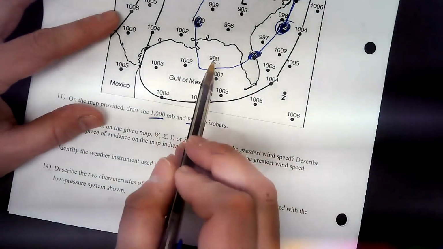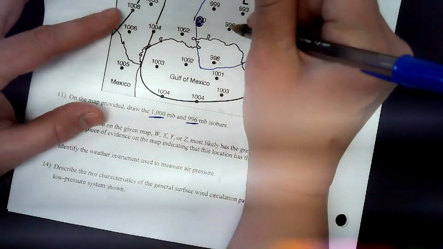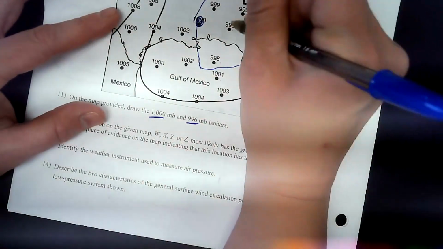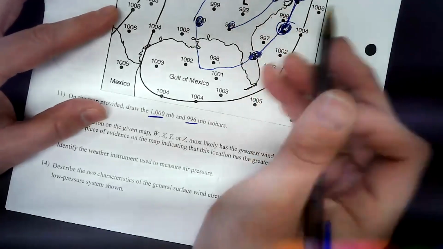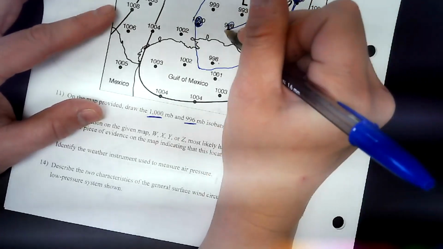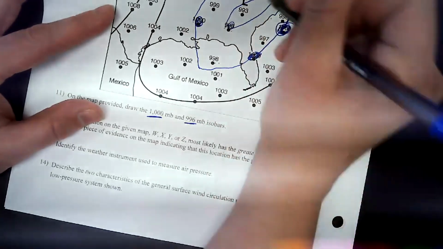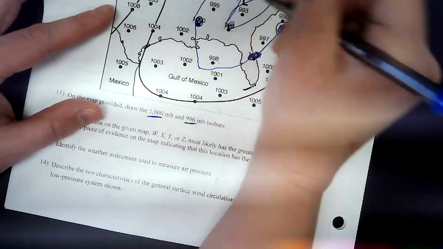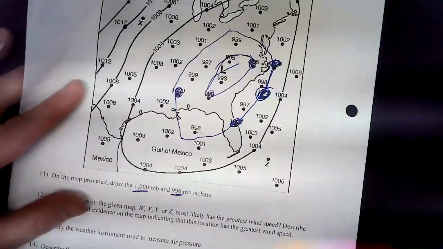A lot of people forgot that 998 at the bottom. And then 996, there were only these two. So they connect on that side, but not here. You have to go around that. Oop. You want the 995 in the middle. Sorry.